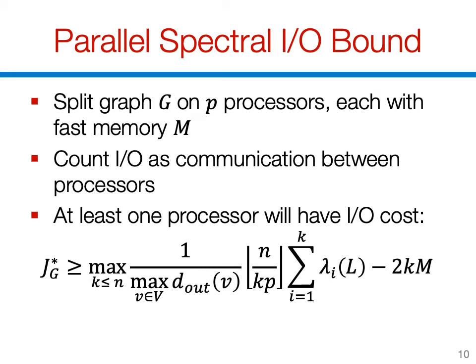Since memory is local to each processor, we can use the same graph partitioning machinery as we used in the previous theorem, and just use it per processor. There's one processor that is going to evaluate at least n over P nodes, so we can just partition into kP parts instead of k parts, and sum the k sections with the lowest I/O cost. That processor must incur at least as much I/O as this sum. Using the same spectral machinery, we then arrive at this parallel theorem.